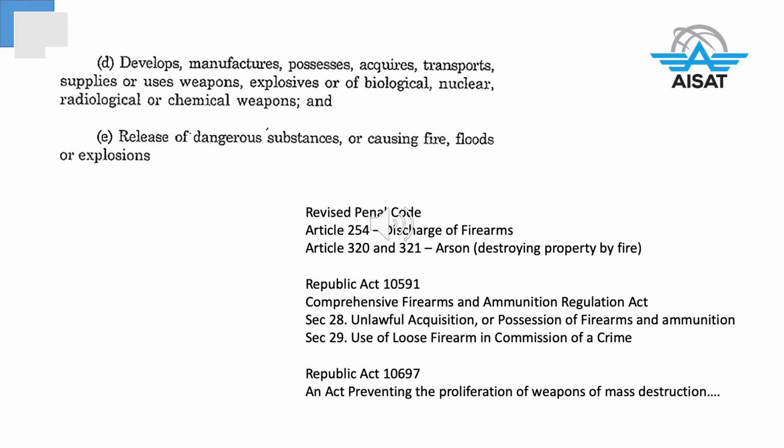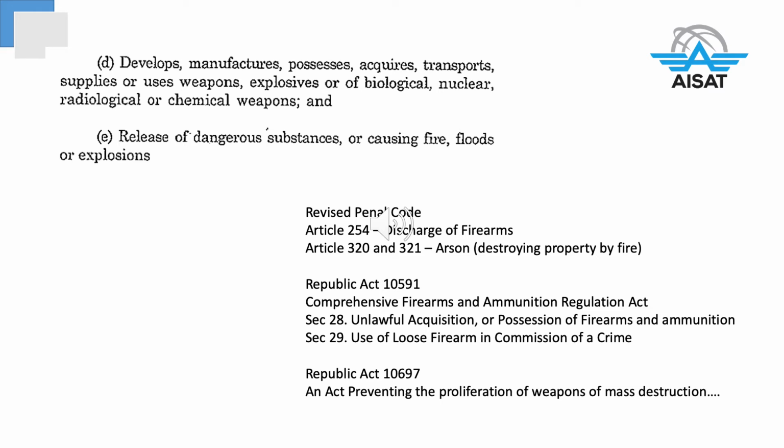And another law, Republic Act 10591, titled Comprehensive Firearms and Ammunition Regulation Act, in Section 24, it criminalizes unlawful acquisition or possession of firearm and ammunition. And also in Section 29, use of loose firearm in commission of a crime. In Republic Act 10697, it is an act preventing the proliferation of weapons of mass destruction. So here, although we don't really have something that addresses biological, nuclear, radiological, or chemical weapon, we do have an act which penalizes the proliferation of weapons of mass destruction in Republic Act 10697. So once again, we see that there are a lot of overlaps in this law.